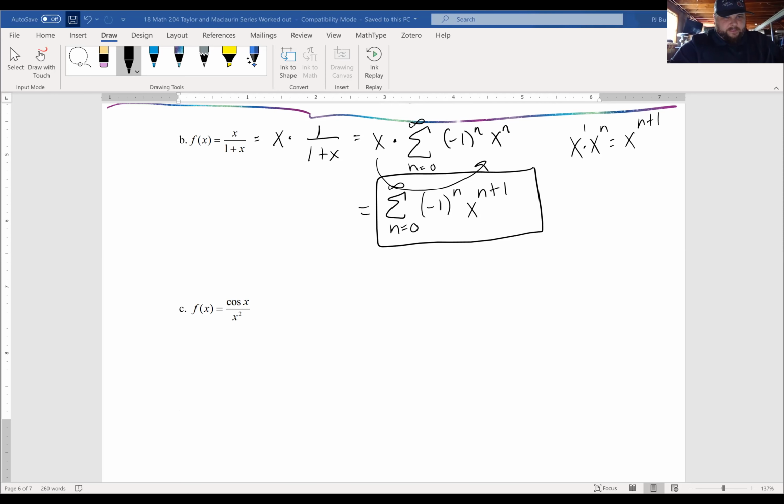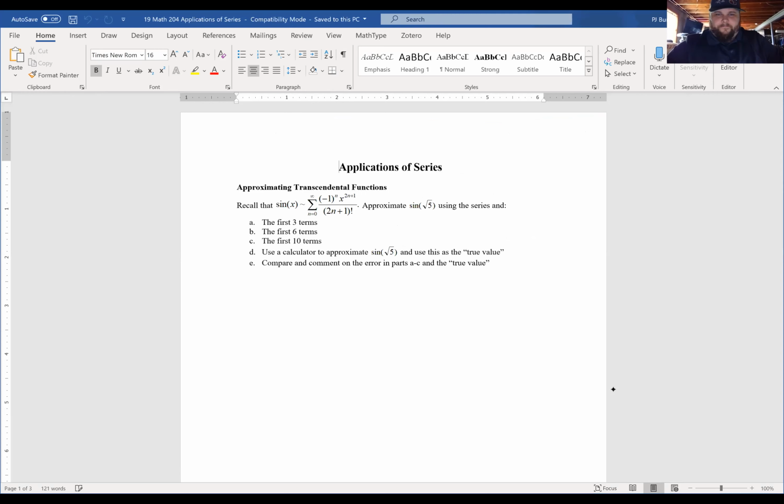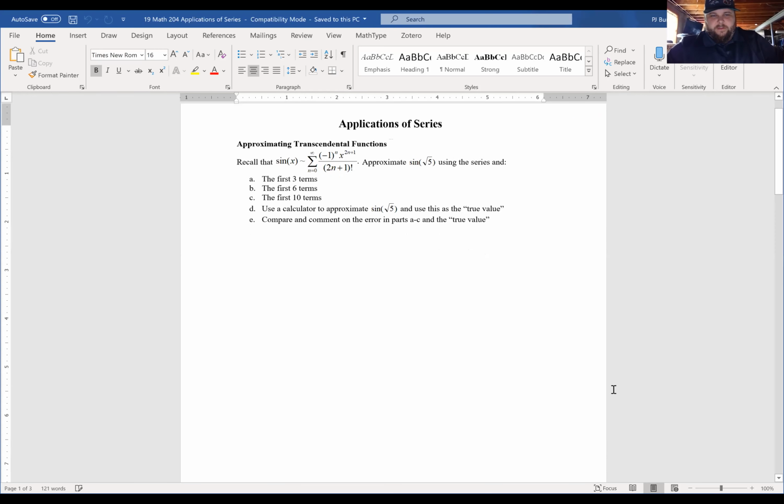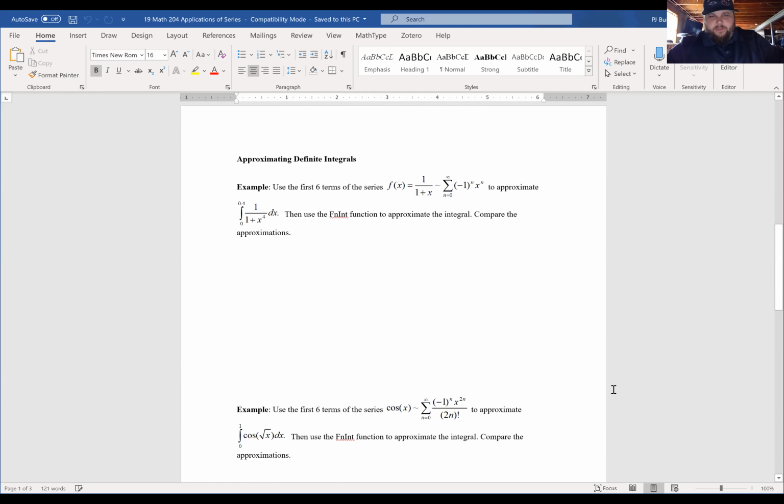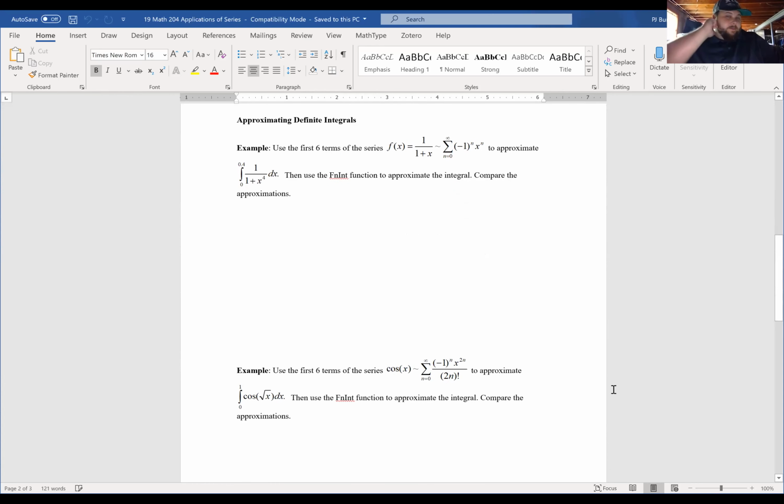So let me just pull up the next guided notes. I'm going to skip ahead here because I really just want to get to the meat of what we're doing. So I'm going to skip this one and jump right to here. Everything we've done today has led up to this. Here's an integral, 1 over 1 plus x to the 4th dx from 0 to 0.4.